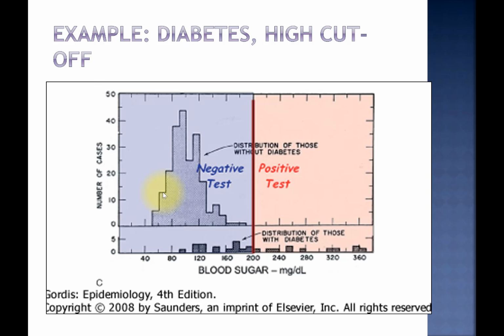The specificity here is set to 100%. Remember, with specificity we really want to know who does not have the disease. So we're aiming for being 100% specific here, not sensitive, but specific. But what we'll end up doing is reducing our sensitivity. So we're going to miss a lot of people.